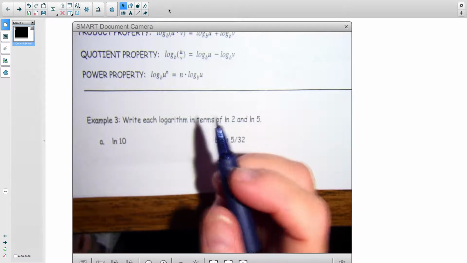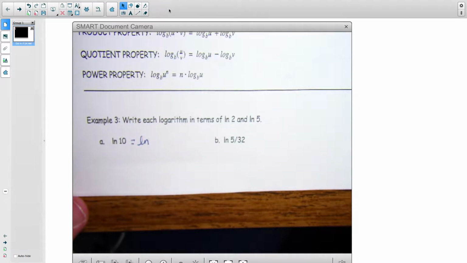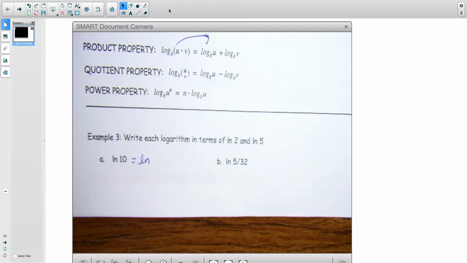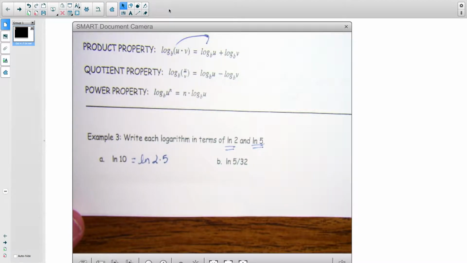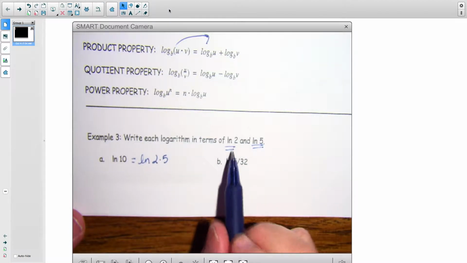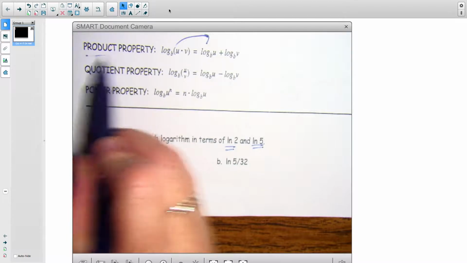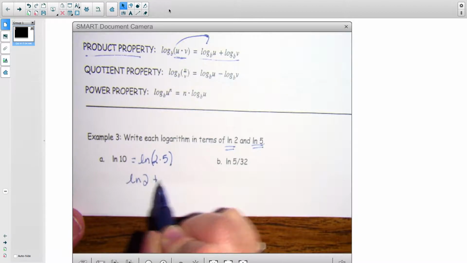So 10 is what? How can I write 10 in terms of 2 and 5? 2 times 5. But I want it in terms of ln of 2, ln of 5. Well, this is ln of 2 times 5. We can use this product property. It says, well, it's the same as the natural log of 2 plus the natural log of 5.